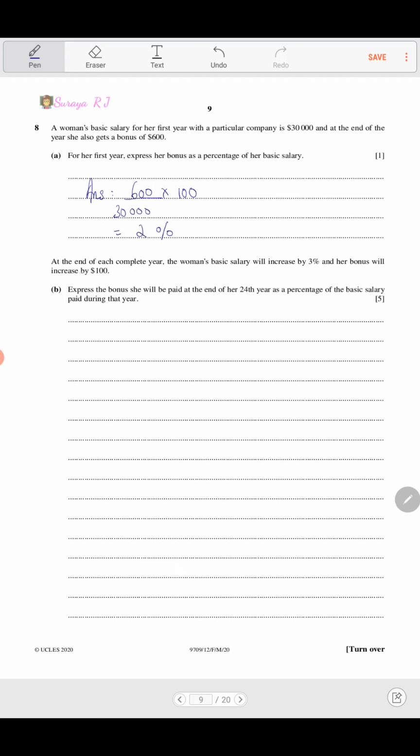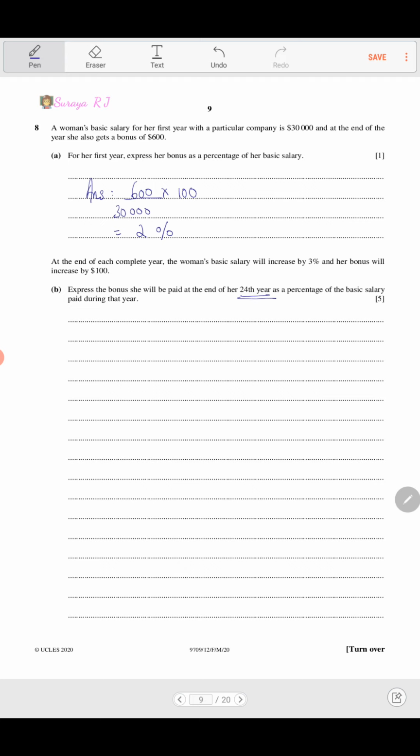Second part. At the end of each complete year, the woman's basic salary will increase by 3% and her bonus will increase by $100. Express the bonus she will be paid at the end of her 24th year as a percentage of the basic salary paid during that year. So we have two things here. We have salary and bonus. And we are considering these two amounts obtained at the end of her 24th year.